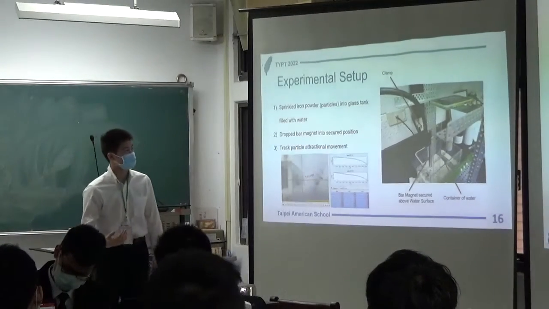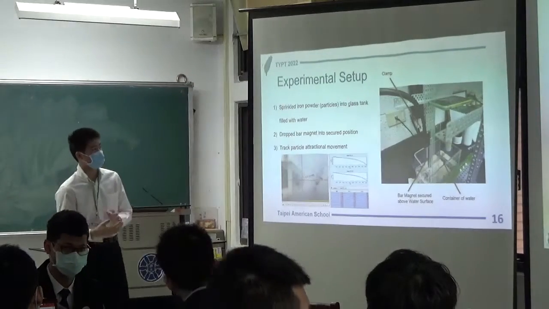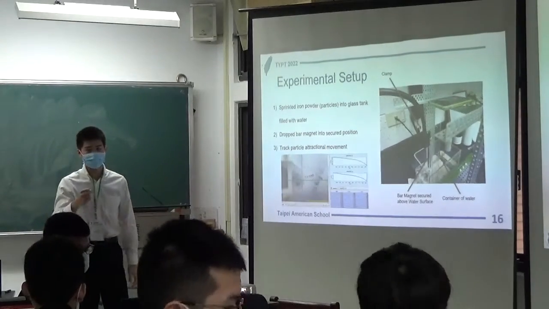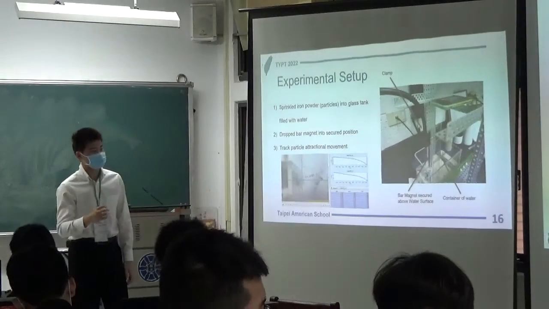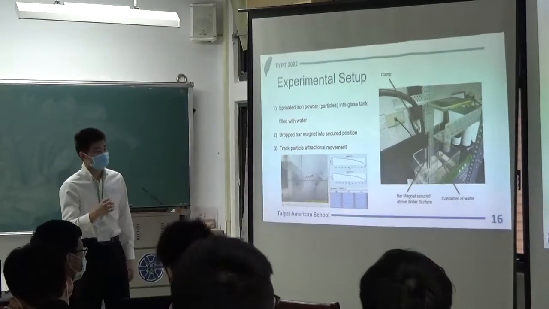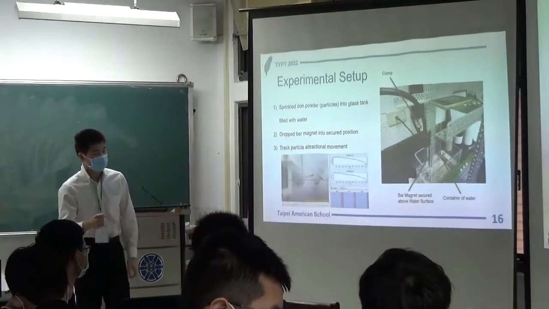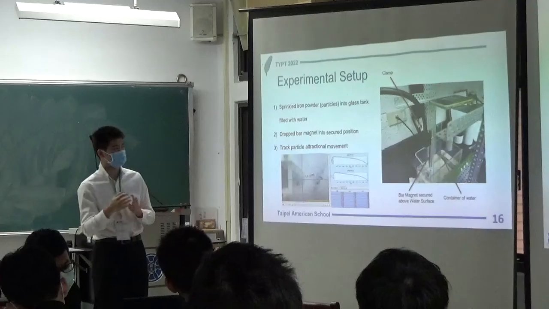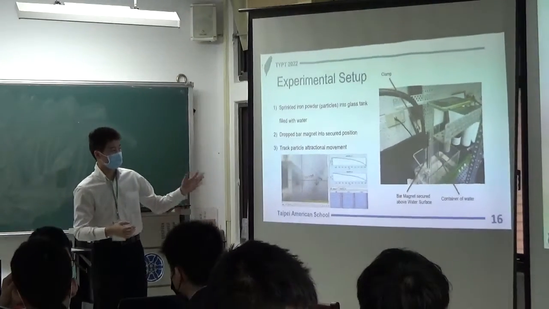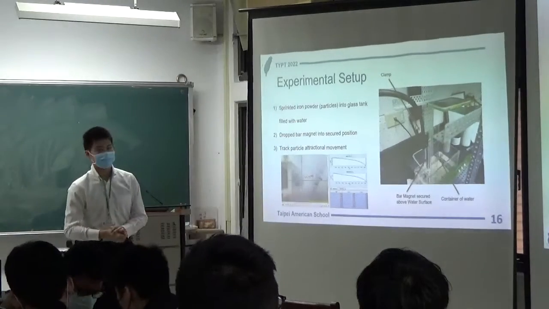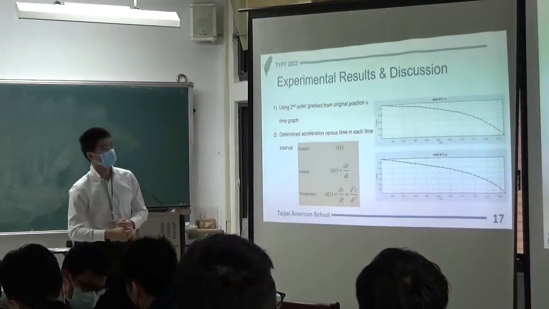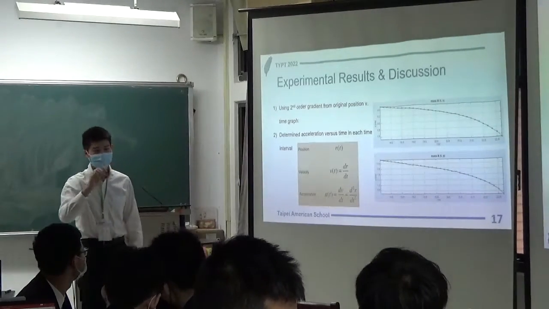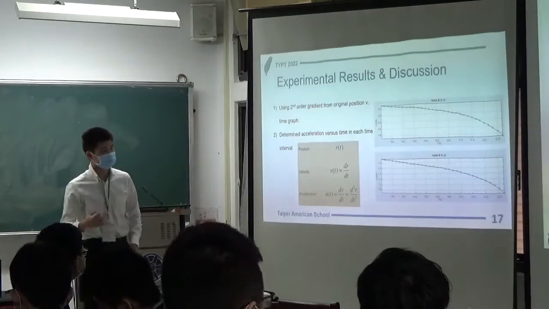So moving on to some experimental discussion. First of all, we sprinkled iron powder into a glass tank filled with water. Okay, and then we dropped the bar magnet into a secure location above and near the water position, so that we can measure the particles' attraction motion when the magnet is secured in that location. And then we use Tracker to track the particles' attractional movement over time in both X and Y directions. Okay, and then using second order gradient from the original position versus time graph, we can get the acceleration at each point and position over time.